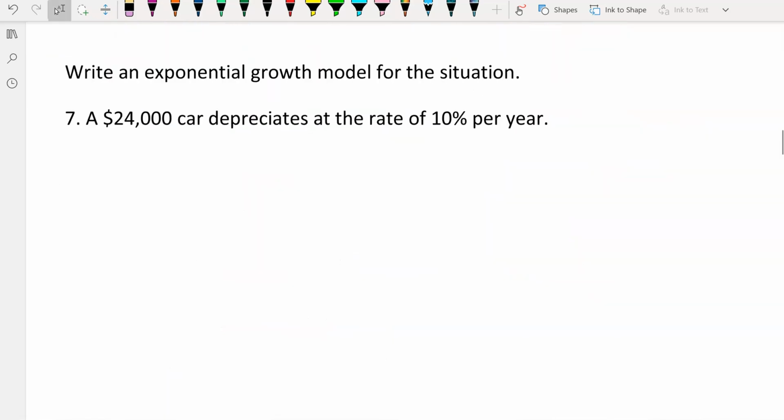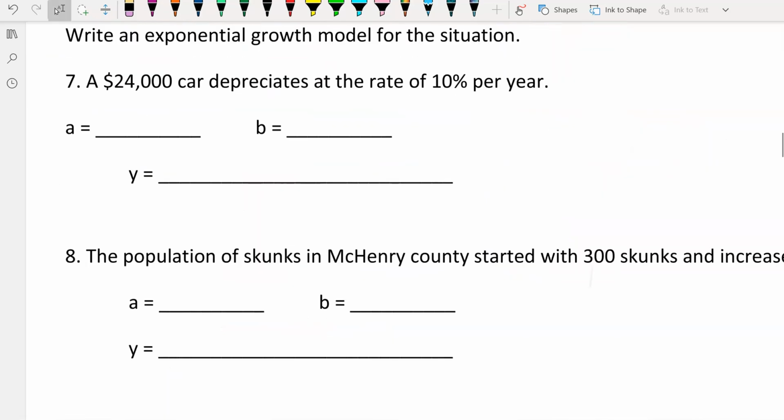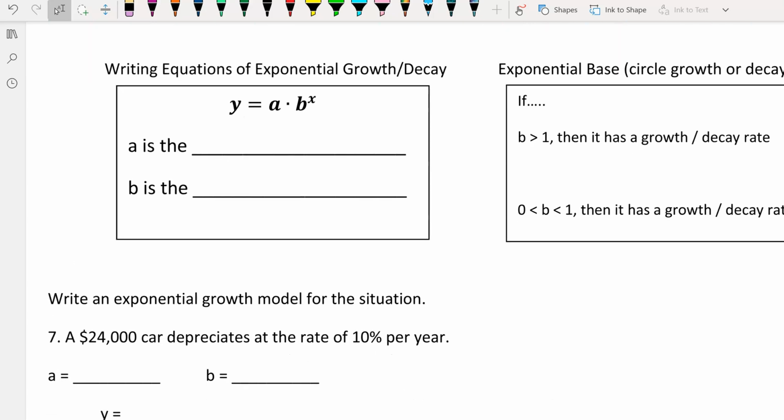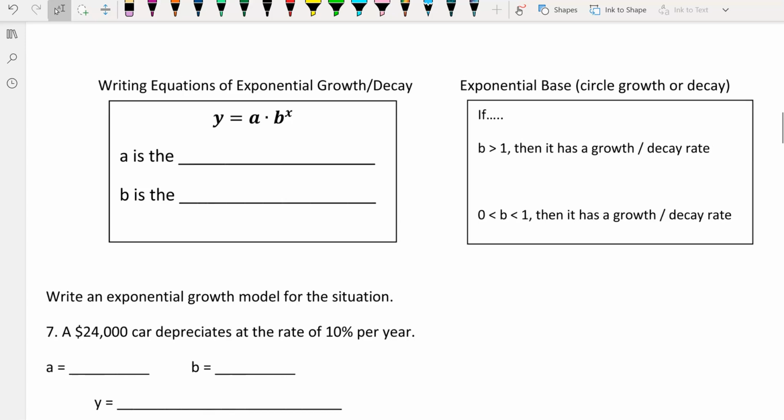So the next thing we're going to talk about is writing equations of growth and decay and talking about the exponential base. We kind of talked about this a little bit already. So we have y equals a times b to the x. Here, a is considered to be an initial value.